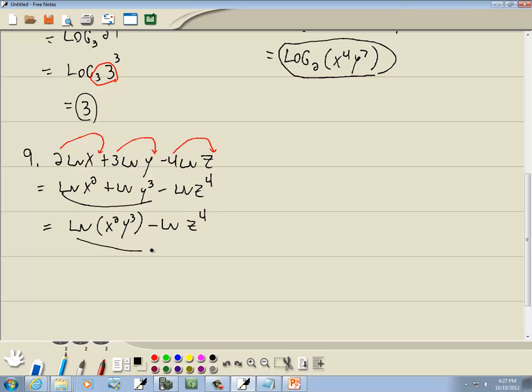And now we'll handle these two. Here we got log of something minus log of something. Subtraction becomes division. So we got natural log of x squared y to the 3rd over z to the 4th. Now our goal is to get a single log, which we just achieved. So that's our answer.